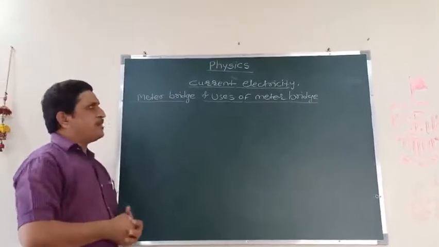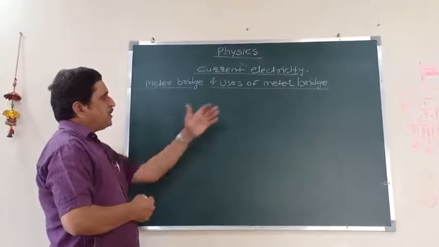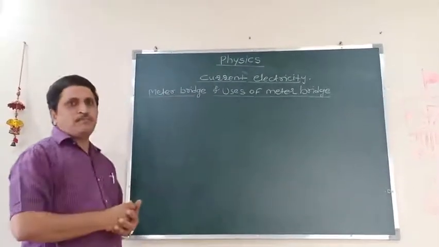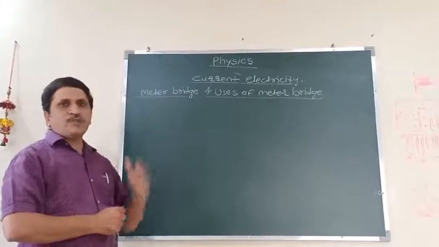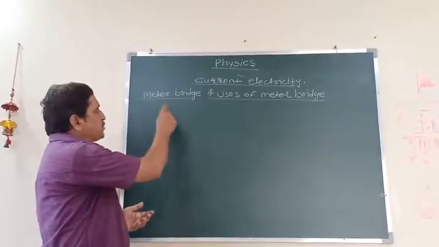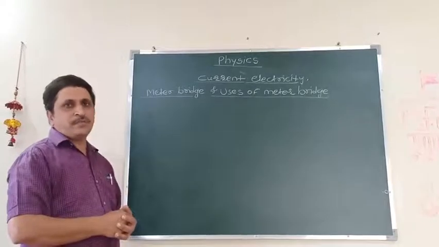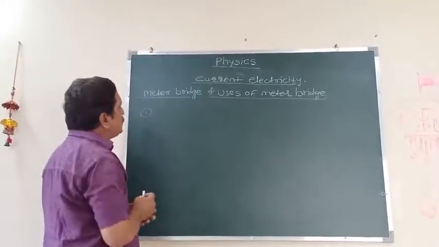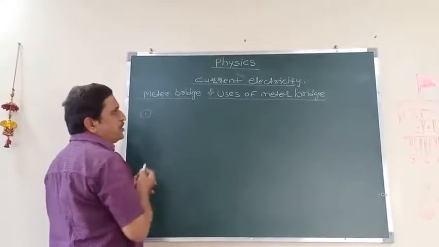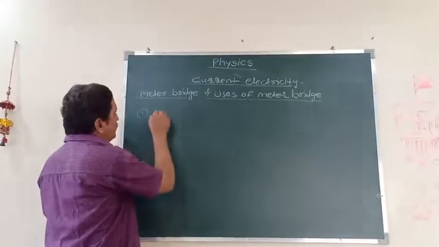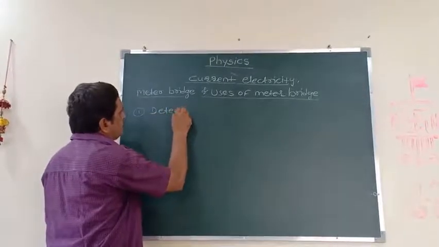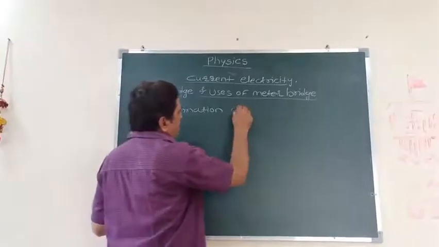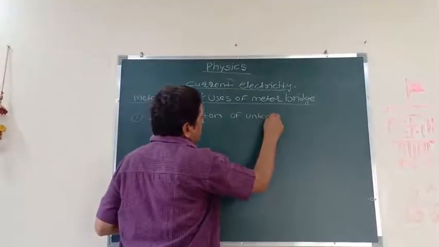Now, how can we use meter bridge for different purposes? Meter bridge always works on the principle of Wheatstone's network. Therefore, the meter bridge is also known as Wheatstone's meter bridge. Now, in 12th science, we are going to use meter bridge for 3 different purposes. Number 1, determination of unknown resistance.